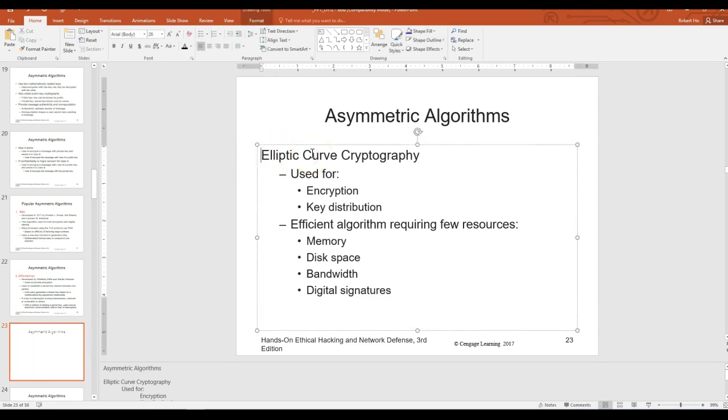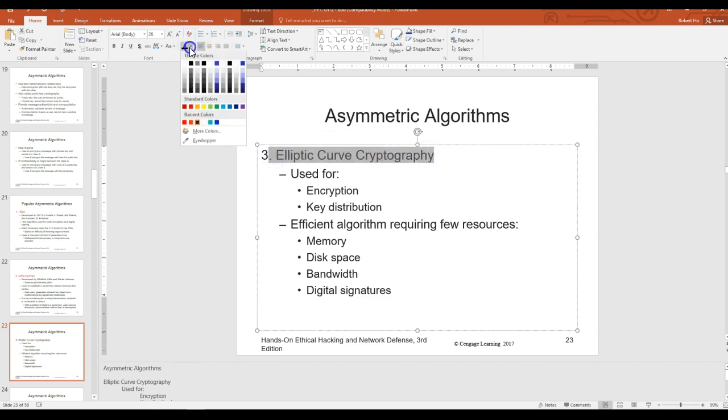So RSA, Diffie-Hellman, and then the third one is called elliptic curve cryptography, number 3. ECC is used for encryption and key distribution. This is a more efficient algorithm because it requires fewer resources, such as memory, disk space, bandwidth, and digital signatures.